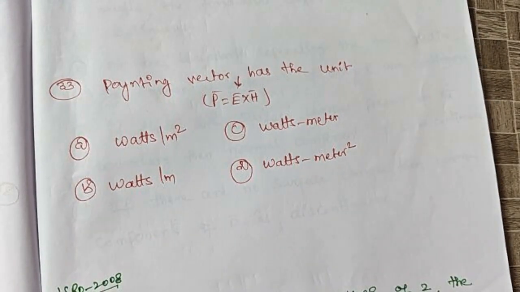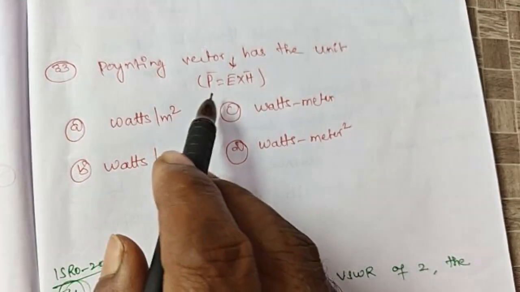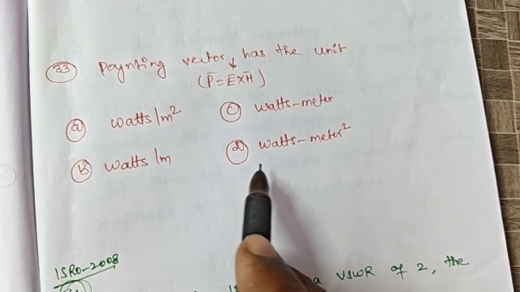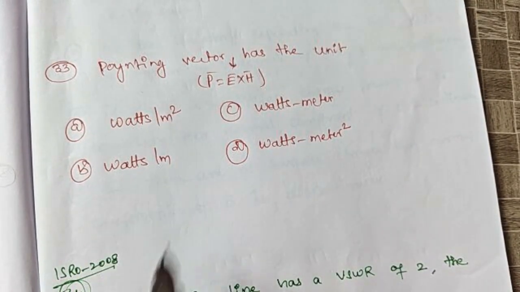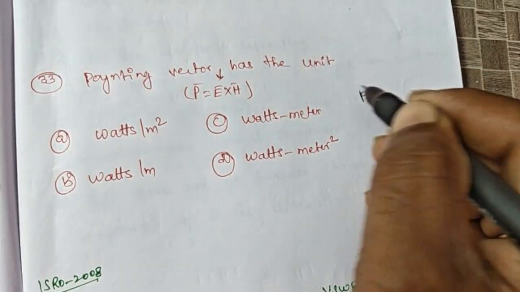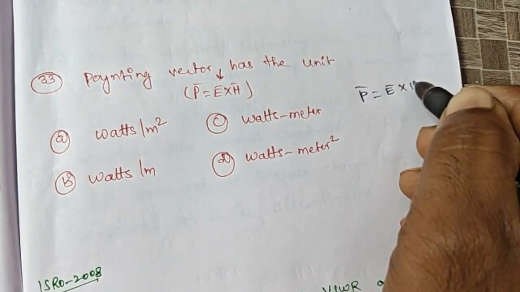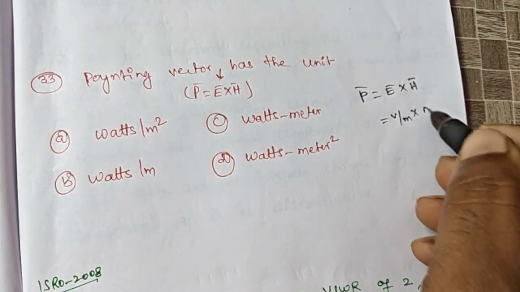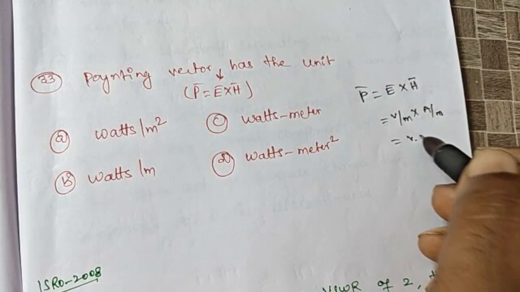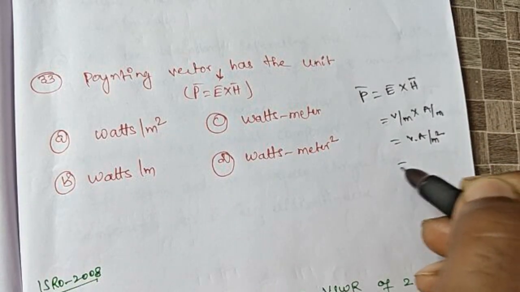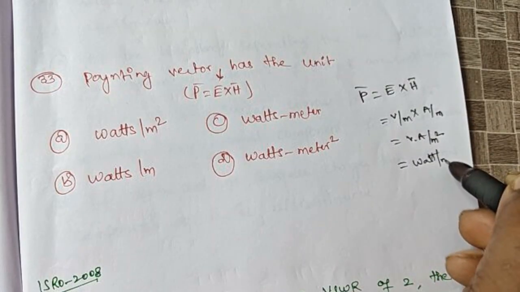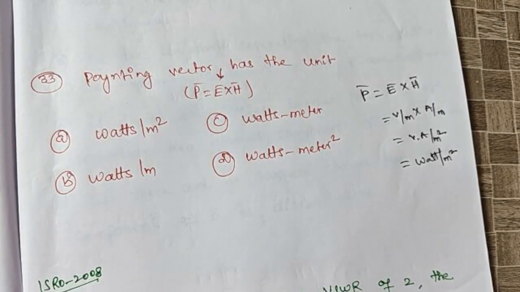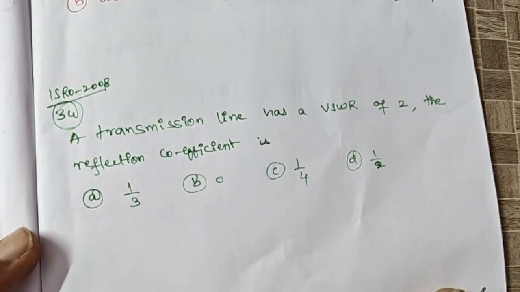Now, the pointing vector has the unit. The pointing vector is normally watts per meter square. The pointing vector is P bar equals E bar cross H bar. This is volts per meter into amperes per meter, which is volt-ampere per meter square, or I can also write watt per meter square. So option A is the correct answer. The pointing vector unit is watts per meter square.